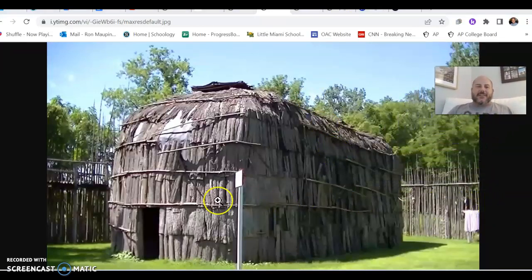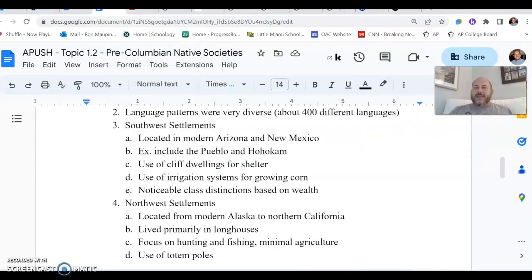But as you can see here in this longhouse, this can be used as a pretty sizable location to house a number of different residents. It can also be used for religious gatherings, political meetings, things like that. And note what you're using here. Unlike the Southwest, where they didn't have much access to wood, up in the Northwest, they have a plentiful amount of access to wood, so you can use that to your advantage to create this kind of dwelling.